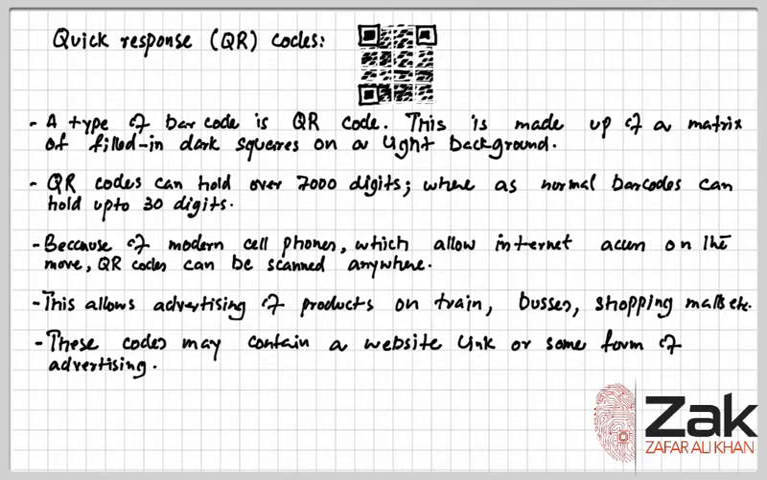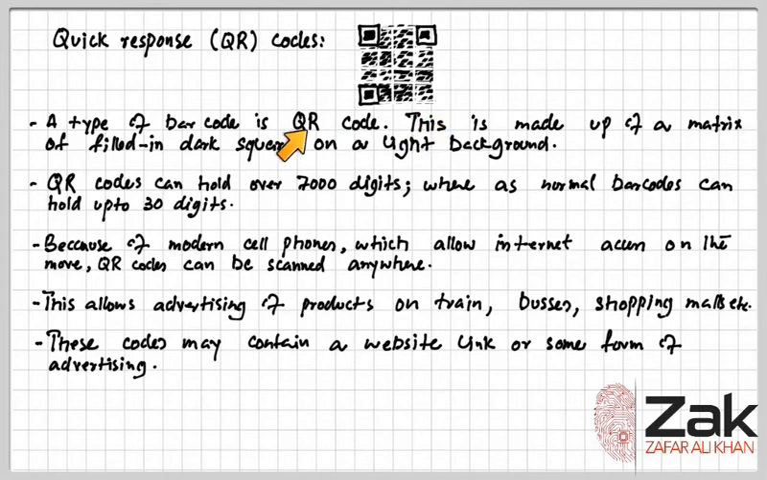A QR code consists of black squares arranged in a square grid on a white background, which can be read by an imaging device such as a camera and processed until the image can be appropriately interpreted. The required data is then extracted from the patterns that are present in both horizontal and vertical components of the image. So, a QR code is a type of barcode.